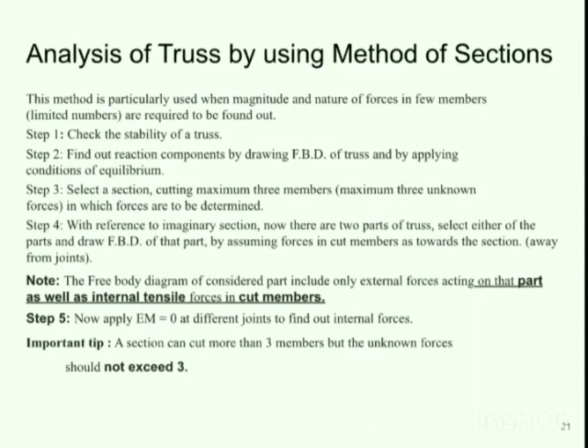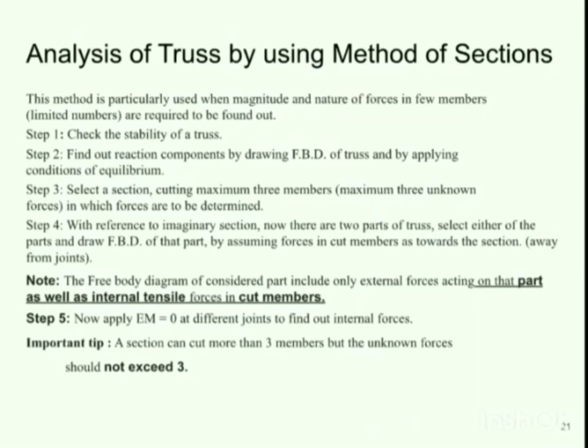What is the condition for this section line to pass over the members? The section line should not cut more than 3 unknown member forces, which are to be determined. Now it may happen that a section line is cutting 3 members, but only 2 are required to be found as per the question. Okay, so it doesn't matter, we can cut the truss along that section.